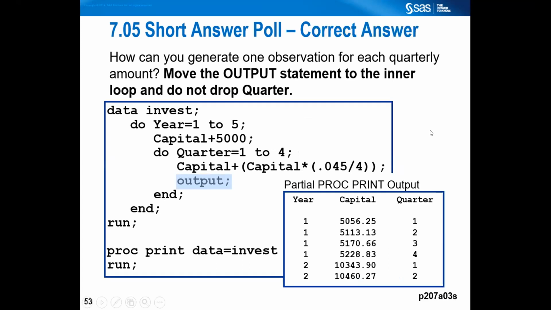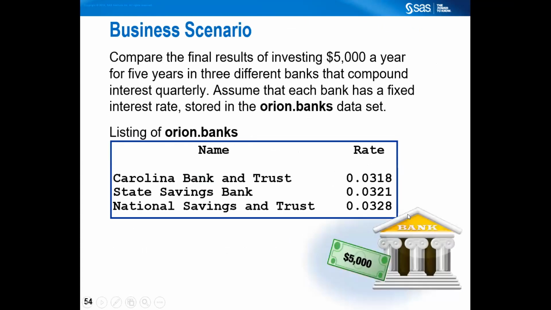So this is what you implement: your output statement before the end of your quarter loop. So move your output statement to the inner loop and do not drop quarter. So you'll get these values. So this was a nested do loop.